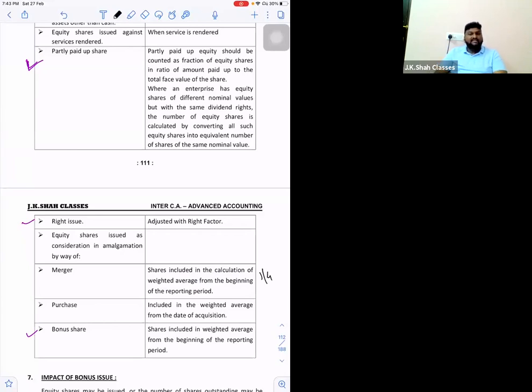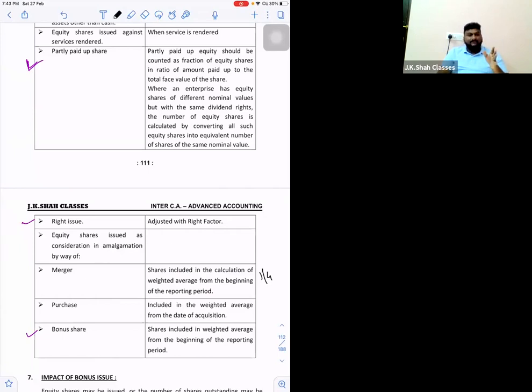Even if the shares are issued in the case of amalgamation on 1st October, still it will be considered as outstanding from 1st April. That is for the full year. And the only reason is the merger method. Merger method means, I already told, the selling company's entire balance sheet gets merged with the purchasing company.